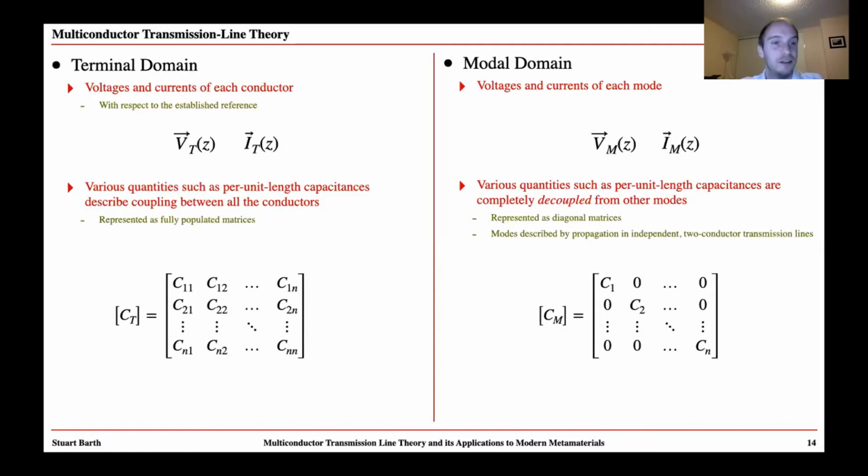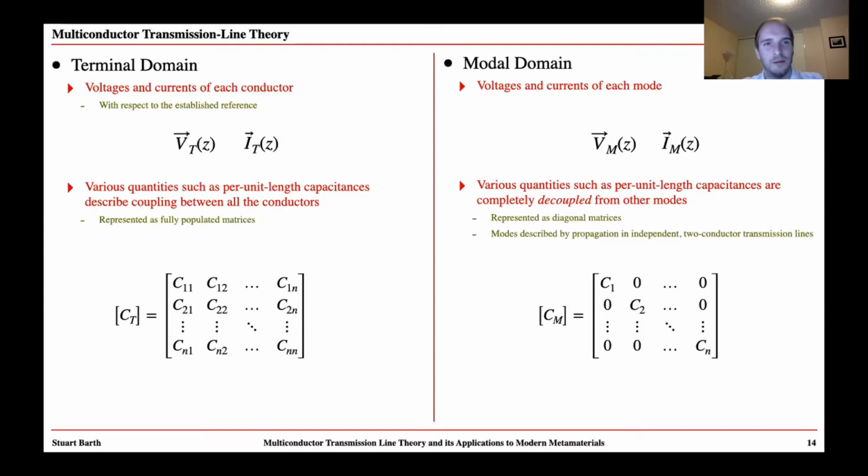So shown on the left is the terminal domain description. In this domain, we want to describe the voltages and currents of each conductor with respect to an established reference. And to make this clear, we give the voltage and current quantities a subscript T. Now also, various quantities such as the per unit length capacitances of the lines describe coupling between all of the conductors. And so we represent these as fully populated matrices in general. So for example, the per unit length capacitance in the terminal domain is represented by C subscript T, and that's a fully populated matrix.